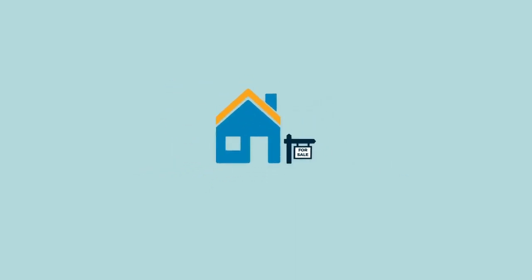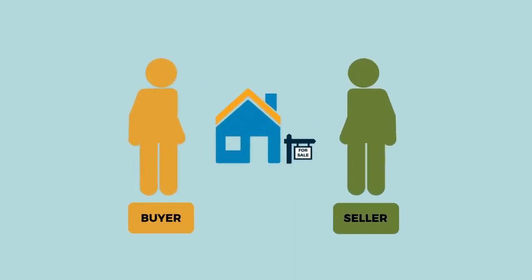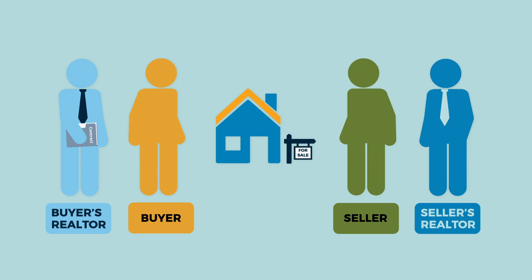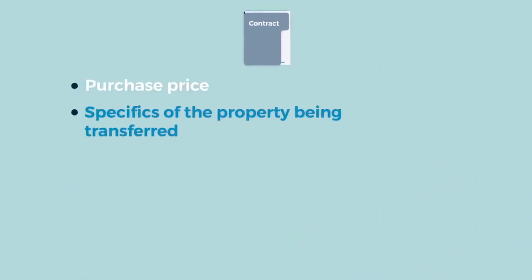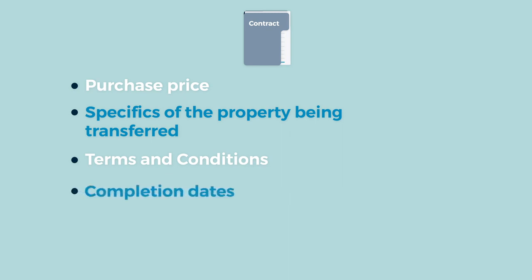When buying and selling real estate, the buyer and the seller will enter into a contract to set out the terms and conditions on which the purchase and sale will take place. These terms include the following: the purchase price, the specifics of the property, conditions that must be satisfied or waived, the dates when the purchase and sale will complete, and any other relevant terms to the transaction.